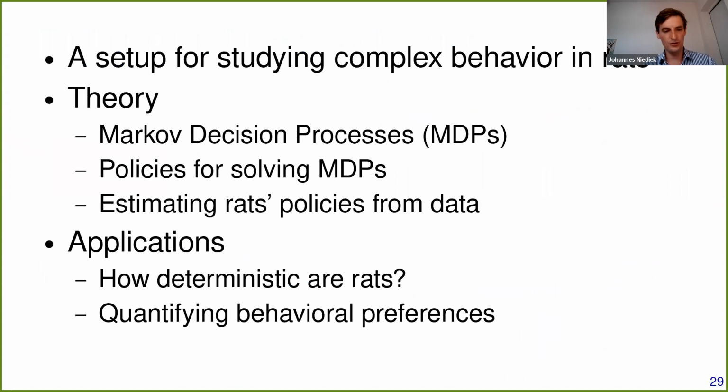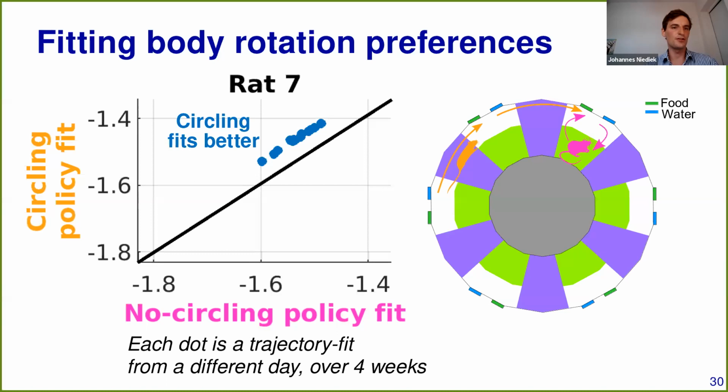And we also wanted to look at one other parameter of behavior, which is the body rotation preference. So this is a bit complicated. I'll try to walk you through this slide. What you see in the plot is a comparison of goodness of fit of 2 different MDP models.